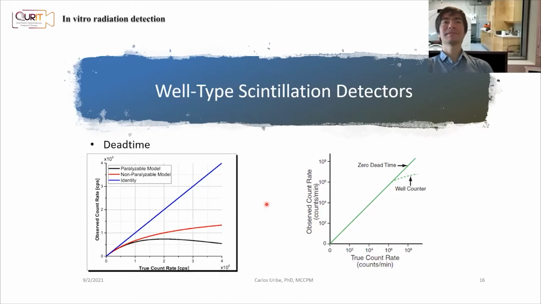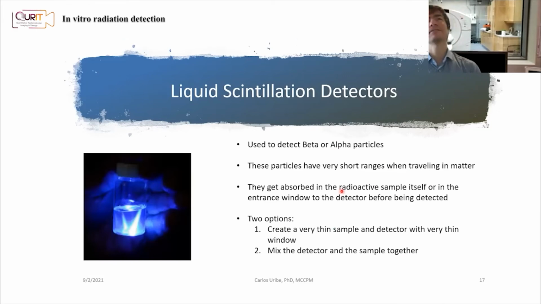So that's well counters that use scintillation crystals. The other type of detector is the liquid scintillator detector. We talked a little about this in previous lectures, but these liquid scintillator detectors are used to detect beta or alpha particles. Because beta and alpha particles have very short ranges in matter, they will get absorbed in the radioactive sample itself. Or if they do make it to the entrance window of the detector, they might just interact with the window and not be detected.